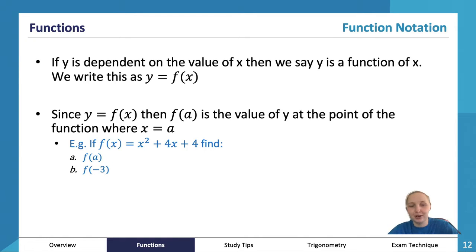So we have come across our first example question for today. If f of x is equal to x squared plus 4x plus 4, find f of a and then f of minus 3. So I will give you guys about 30 seconds or so just to have a go at this question. If you need more time, pause the video and then we'll go through it together.